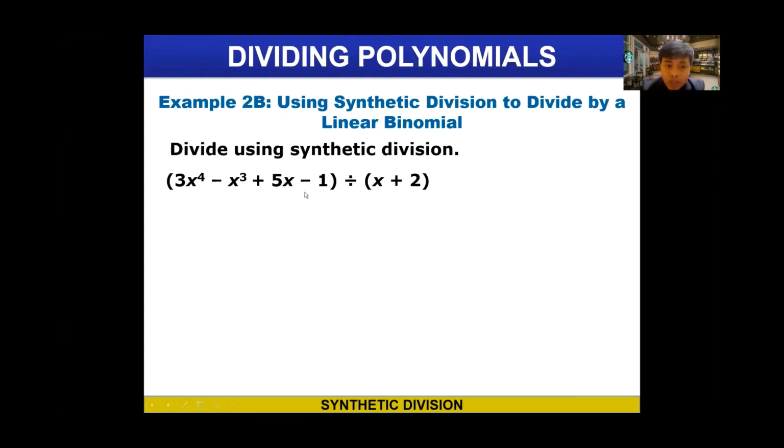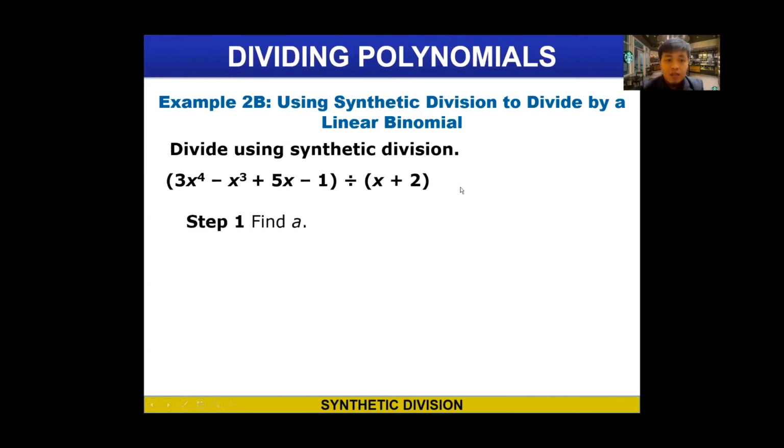So first, we have to see if the coefficients are arranged from the highest degree down to the lowest degree. Second, look also if the degree is complete. So as we can see, we have 4, 3, and then there's a missing degree 2. So we have to substitute 0 as a placeholder for that. And then 5x, and then we have 1.